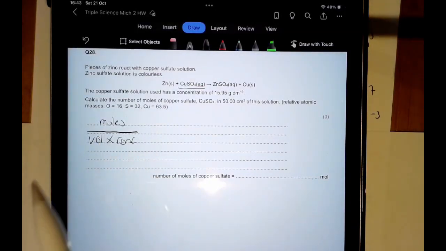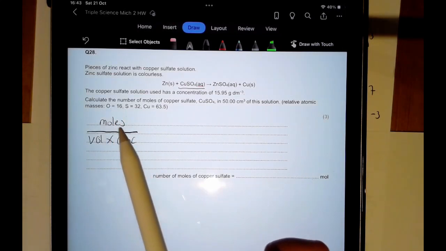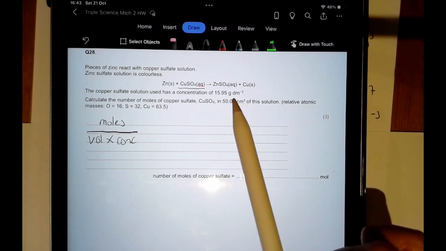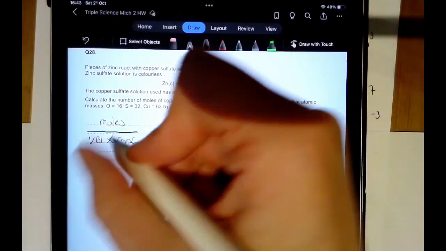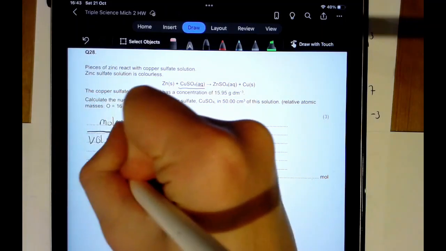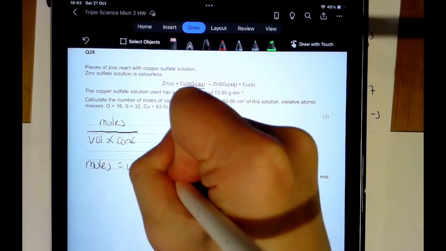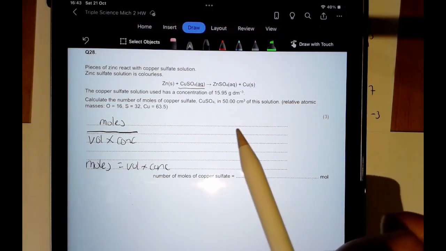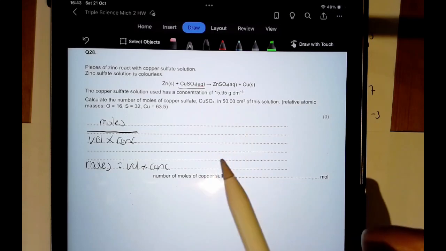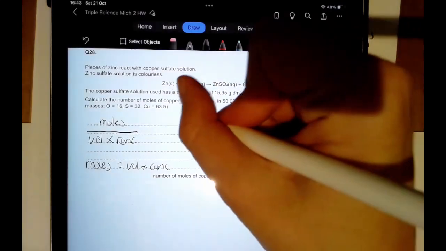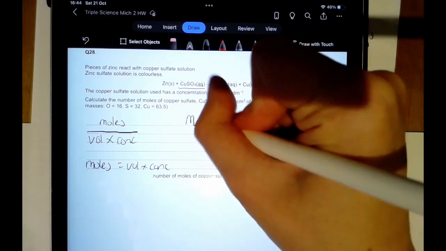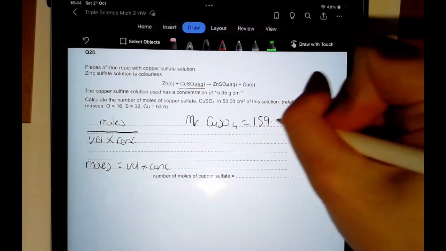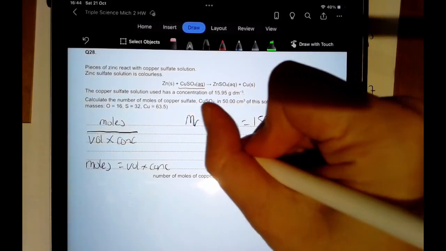But in order to get the answer in moles, I need my concentration to be in moles. And at the moment, my concentration is in grams. So before I can plug this into my equation and just say moles equals volume times concentration, I'm going to need to put my concentration into moles. At the moment it's in grams. If I want to go from grams to moles, all I do is divide by Mr. So I'm talking about copper sulfate, and I work out the formula mass of copper sulfate. I find that the answer is 159.5.